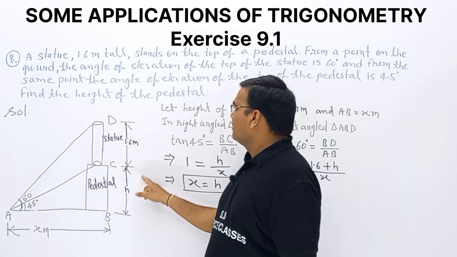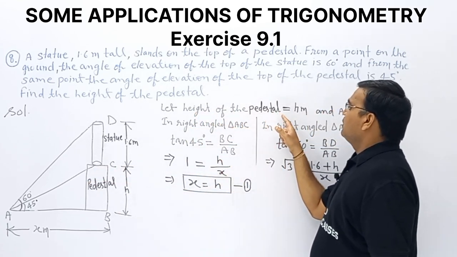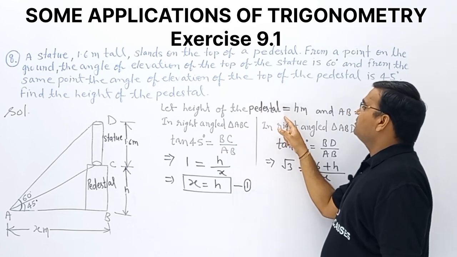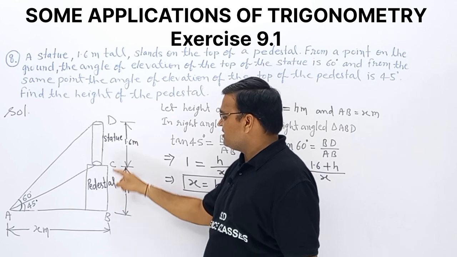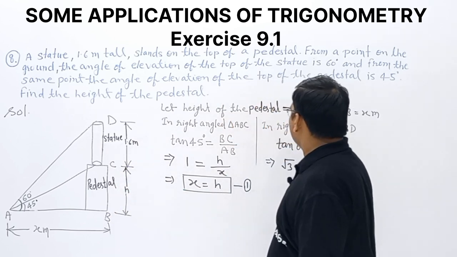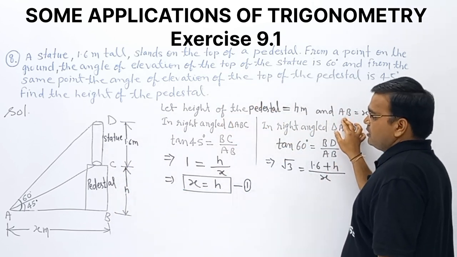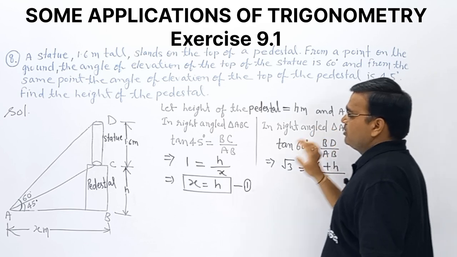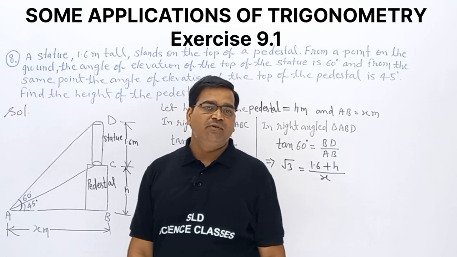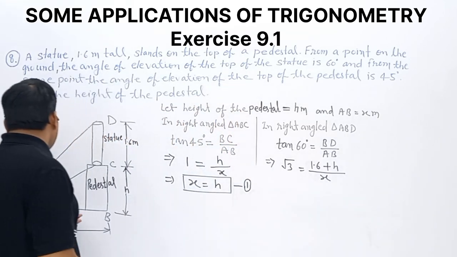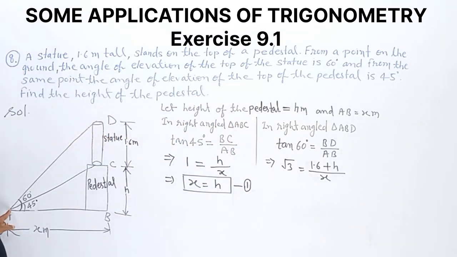Now we want the height of this pedestal. So we assumed the height of the pedestal is H meter. We assumed the height of this one, BC, is H meter, and the distance from this point to this point we assumed as x meter. This is the ground, and the distance of this point from the pedestal we assumed as X meter. We require this height.